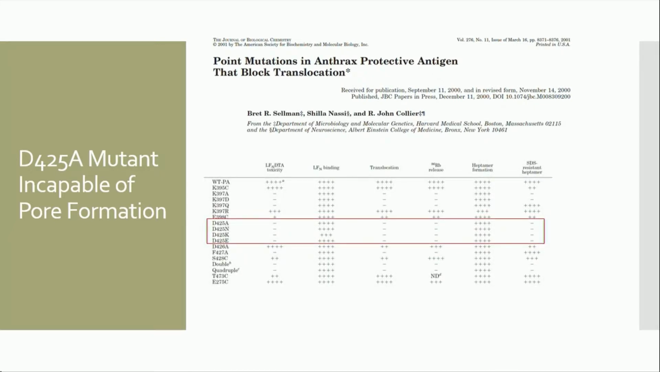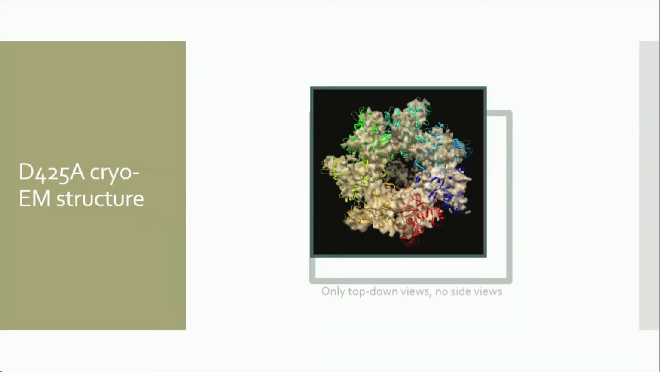He also did research and found that this mutant could form a heptamer and could bind to one of the enzymic moieties, lethal factor, but it could not express or translocate the toxin. There was also cryoimaging data on the mutant protein, but the cryoimaging data is only top views. There had not been any side views of the mutant protein.